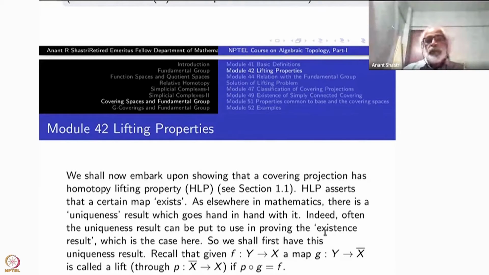I am just recalling this. In mathematics, a uniqueness result quite often goes hand in hand with an existence result, like first order differential equation solutions. In a small neighborhood they exist, and in a smaller neighborhood it is unique. Such things are always nicer and much more applicable than just an existence theorem. Indeed, the uniqueness part actually helps in proving the existence part. So this is the case here also. We shall first have this uniqueness result. Then we will use this uniqueness result to prove the existence of these lifts, the homotopy liftings.